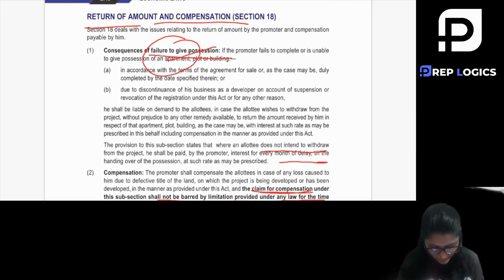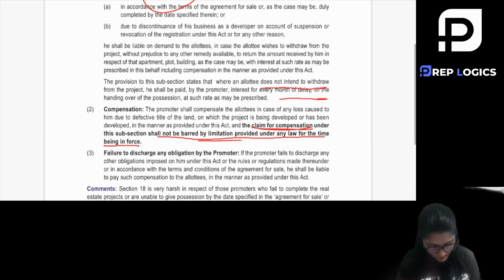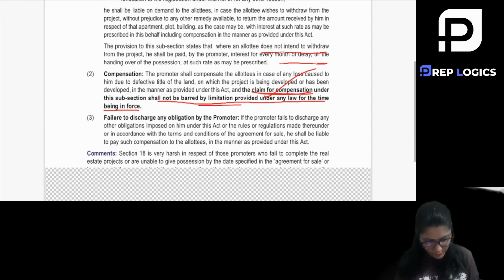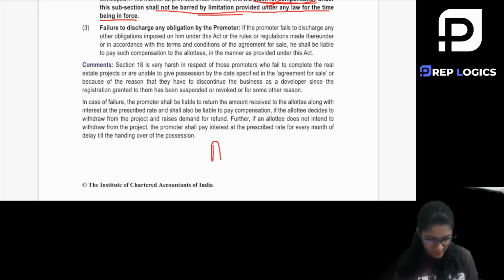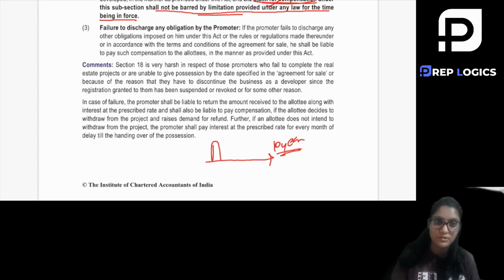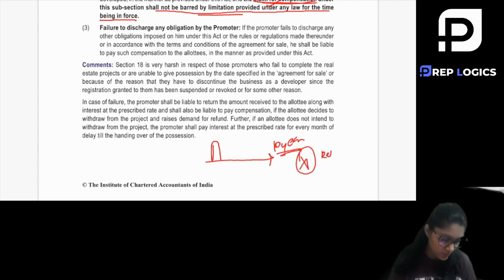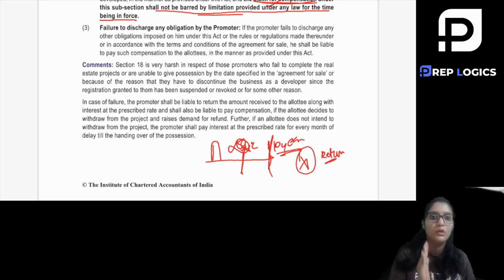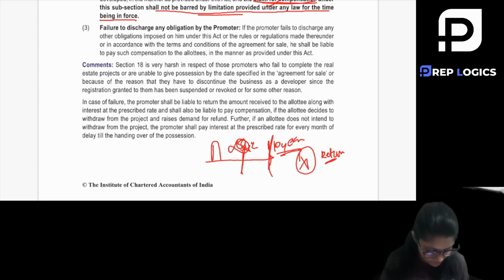In case of failure to give possession, he will have to give compensation that is not barred by any kind of limitation. Suppose he has said, okay, I will give possession within 10 years, but he has not been able to give the possession. Now he needs to return all the money. It is not seen that it must be within 5 years only, nothing like this. If you are not able to complete your project, you need to give the money along with the interest, along with the compensation.